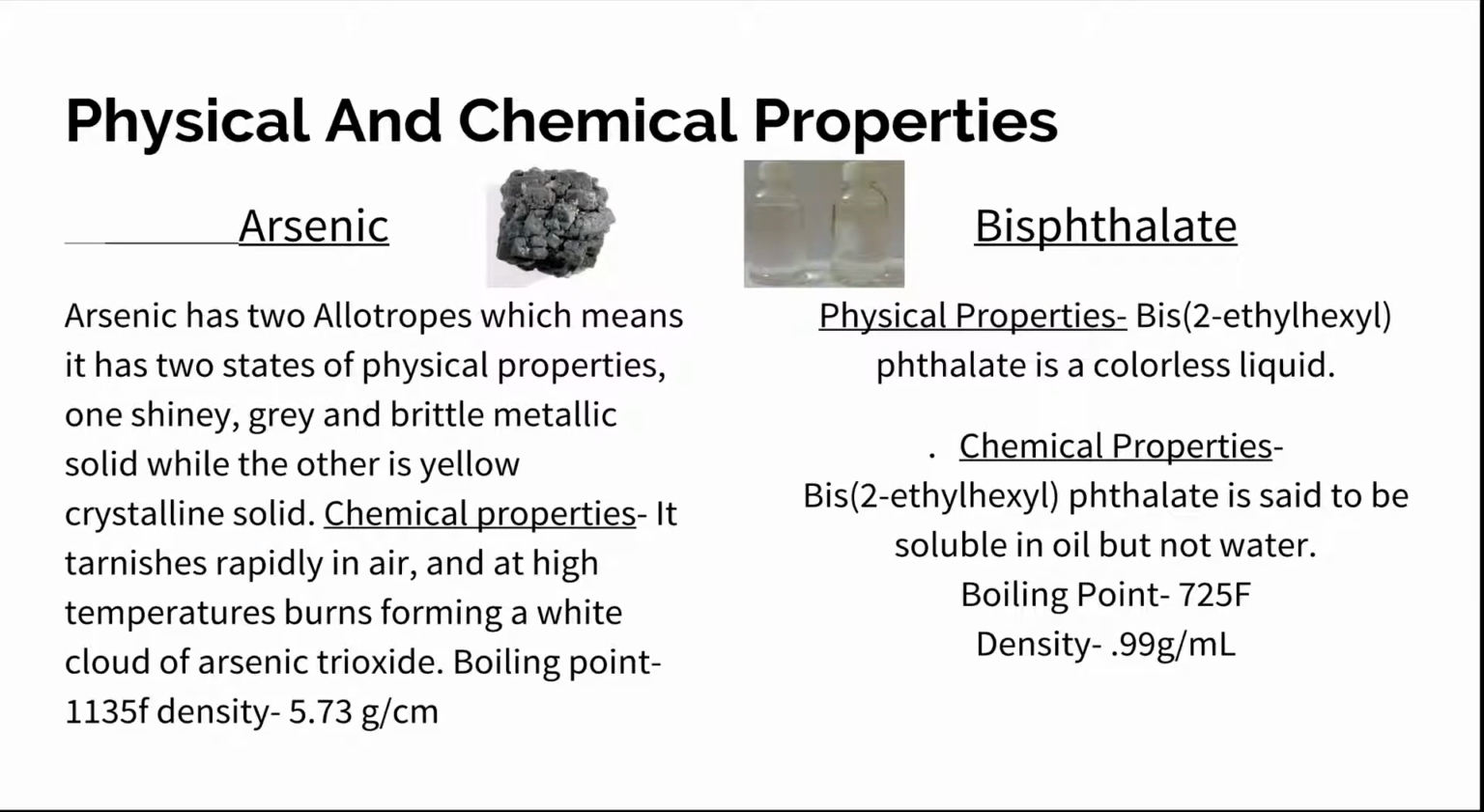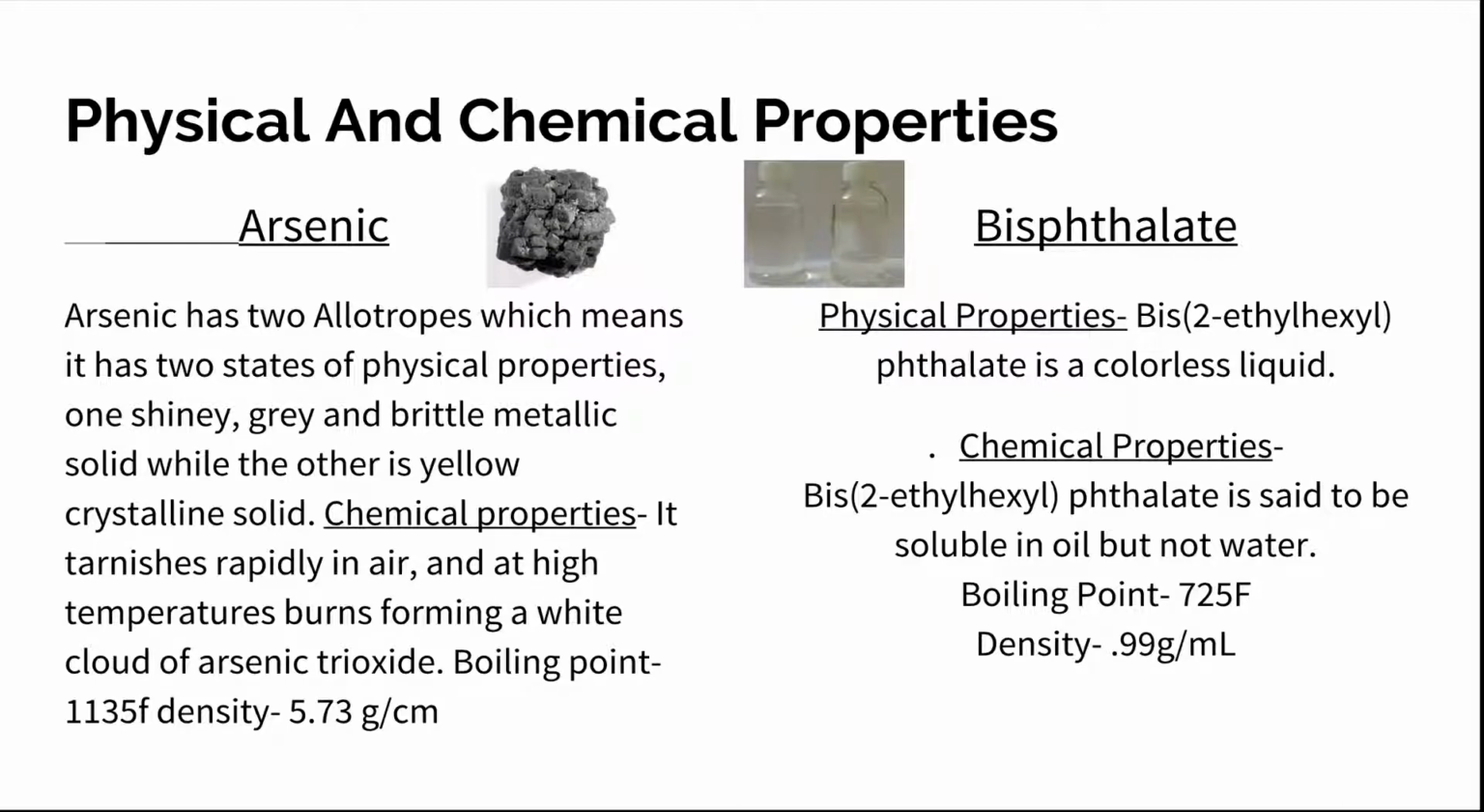The typical chemical properties of arsenic are a shiny, gray, and brittle metallic solid, but there's also a second form, which is a yellow crystalline solid. It tarnishes rapidly in air and at a high temperature burns, forming a white cloud of arsenic hydroxide. Boiling point 1135 Fahrenheit, and density is 5.73.